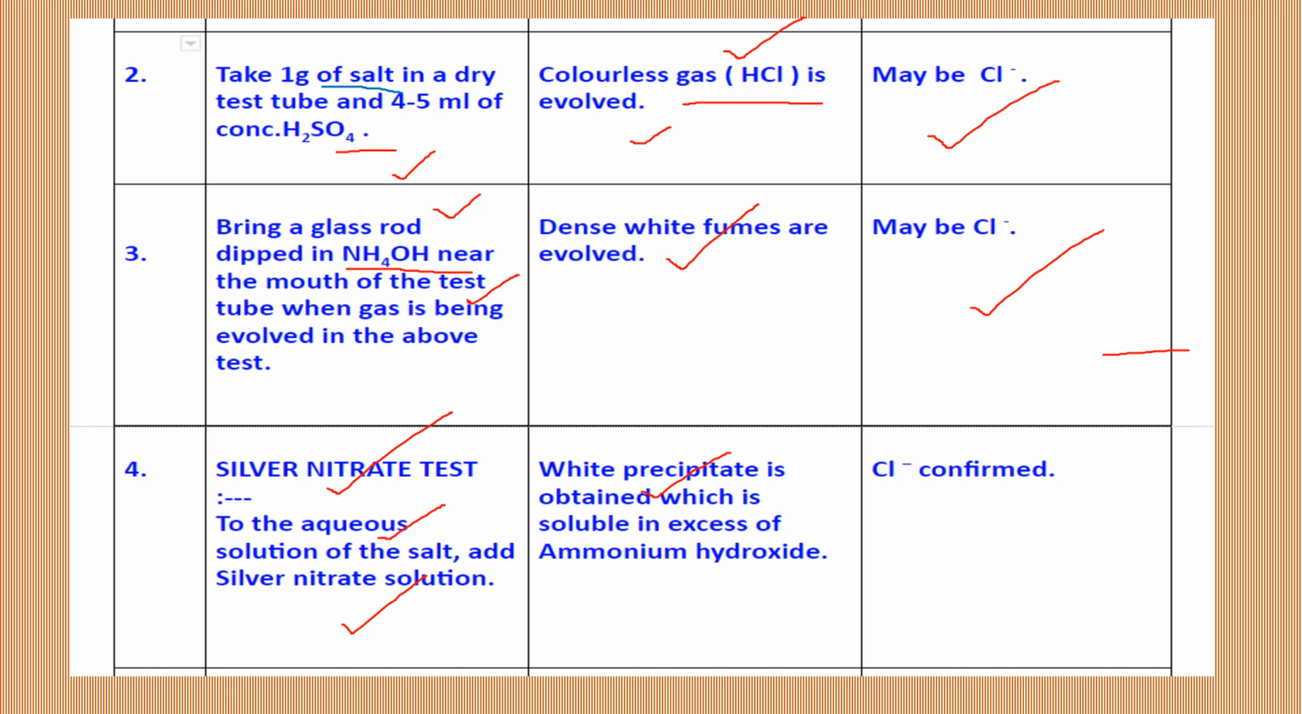Then you take a small quantity of this white precipitate separately and add ammonium hydroxide to it. You will see that the precipitate completely dissolves in ammonium hydroxide, which confirms that it is chloride ion.